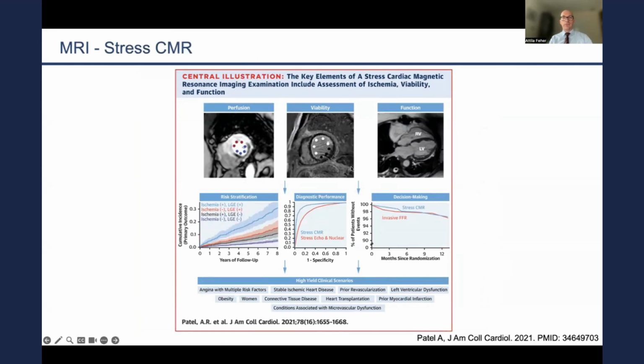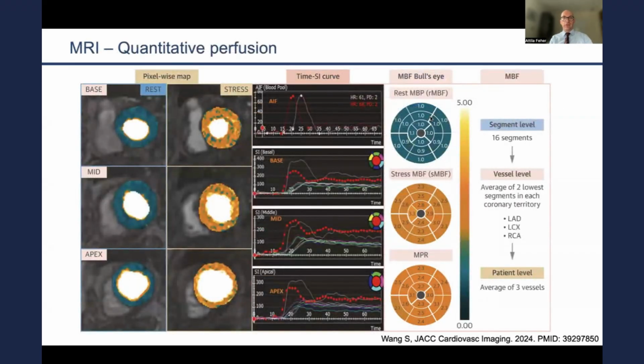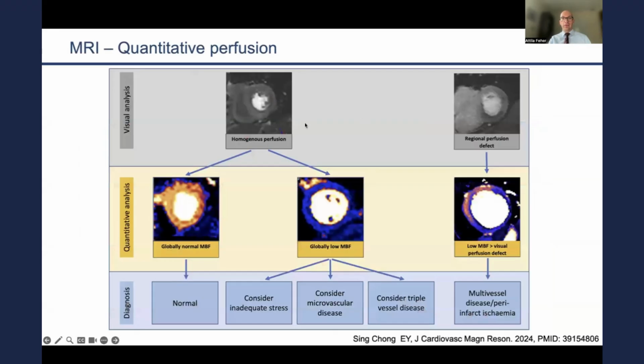With CMR, you can do perfusion imaging, viability assessment, and functional assessment, which is very helpful. Perfusion MRI is not available everywhere, and you can do quantitative perfusion similar to how you do it with PET myocardial blood flow quantification. You can quantify blood flow with stress MRI, with rest, stress, and myocardial flow reserve. And again, this is not trivial to set up. You will have to spend some time if you want to really quantify blood flow during your stress MRI. And why is it useful?